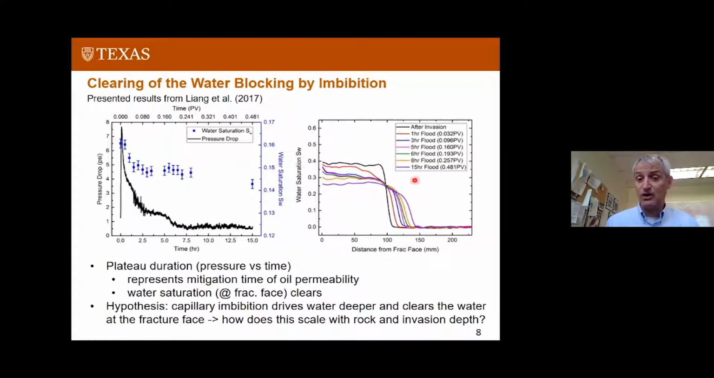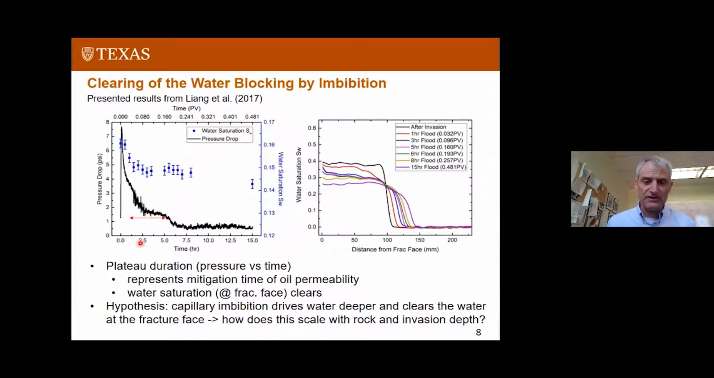Along with measuring the water saturation, we can measure the pressure drop, and this is shown on the left. This is pressure drop versus time, in these black points here. There's the black pressure trace. And we do lots of these different experiments. We try different fluids. We try different amounts of water invasion. We try different amounts of permeability. I'll show you all the details in a second.